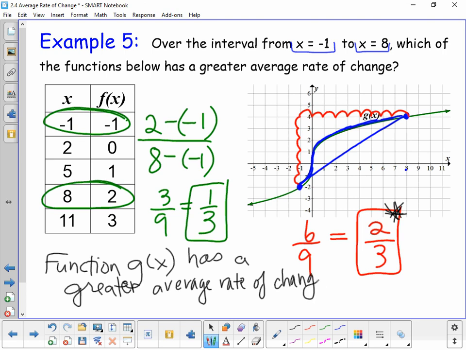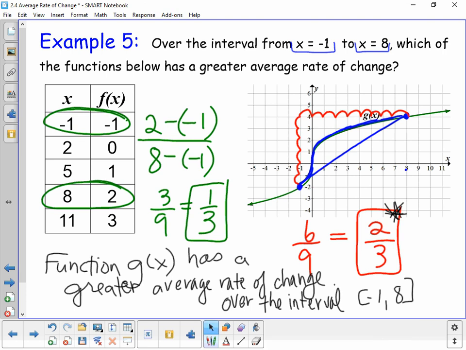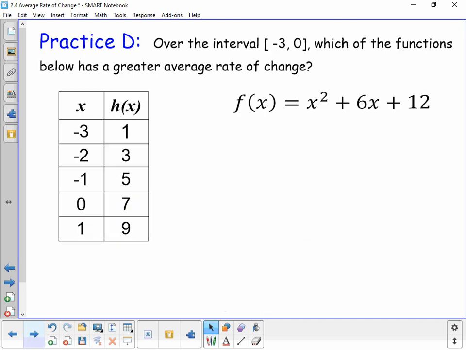Now again, the interval is really important here. Over the interval from -1 to 8. So if we had looked at a different interval, potentially f of x could have had a greater average rate of change. The decision of which one has a greater average rate of change is very specific to that interval. For the interval we were interested in, g of x had a greater average rate of change.